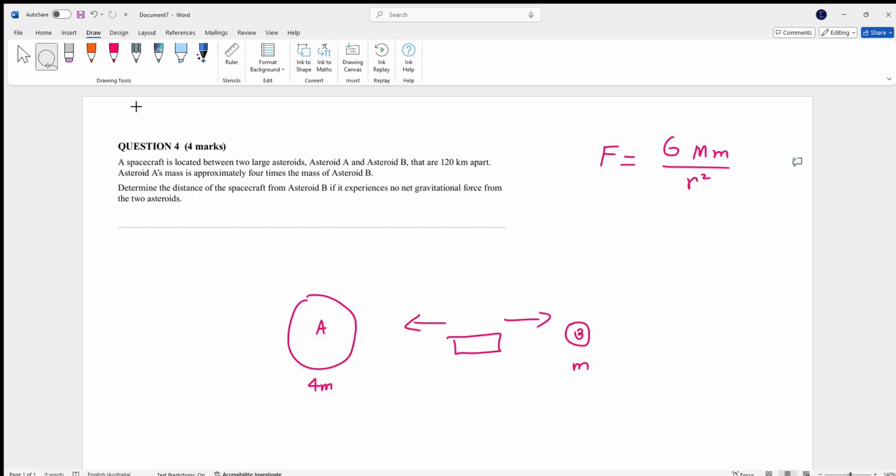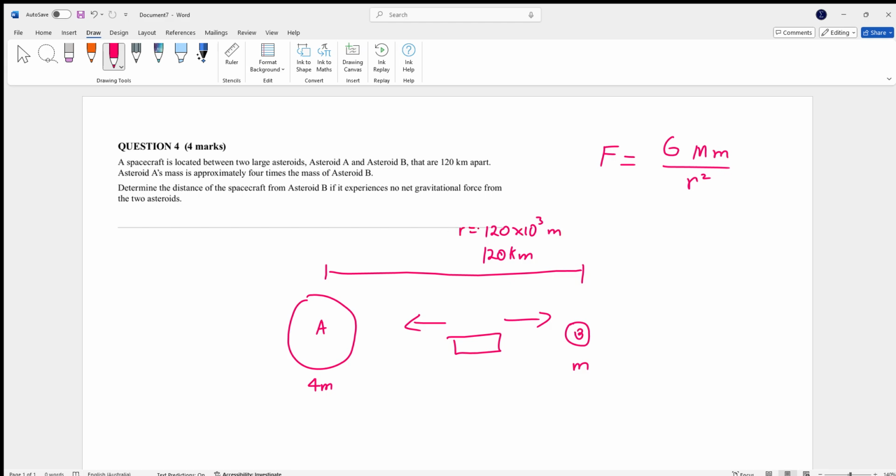Now, let's understand the distance between them. They've said it's 120 kilometers. Now, we have to convert that to SI units. So 1 kilometer is 1,000 meters. So when we have 120, we have to times that by 1,000. So we can write that as 120 times 10 to the 3 meters for the distance. Now that will be important here.